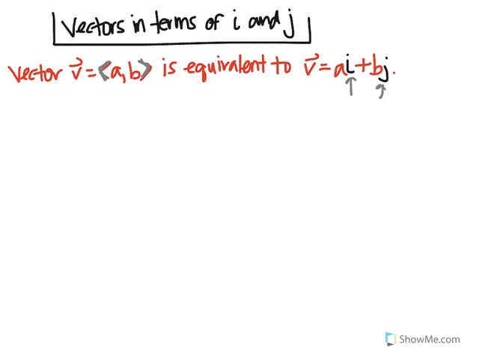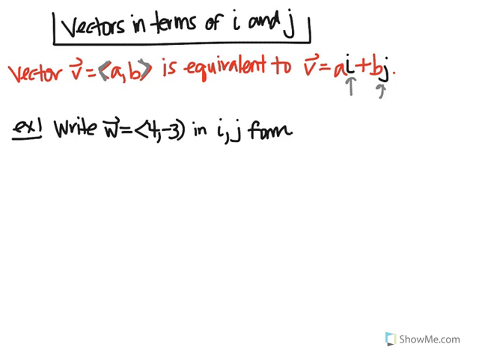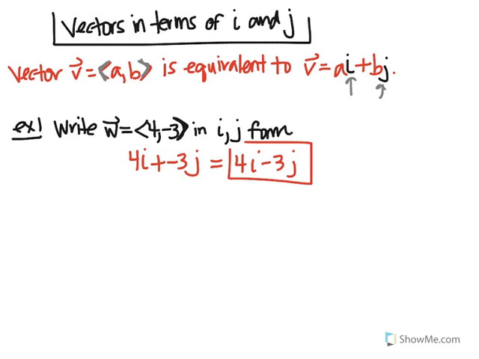Here's an example. You're asked to write vector w, which is in component form, in ij form. I should probably make this look more like a greater than sign. All you're going to do is take the first component, the 4, and write 4i, then put a plus sign, and then take the next component, the negative 3, and you'll have minus 3j. If I simplify this, I would just write it as 4i minus 3j. So it's really quite simple to go from component form to ij form. You just put an i and a j next to each of the components and a plus sign in between them.